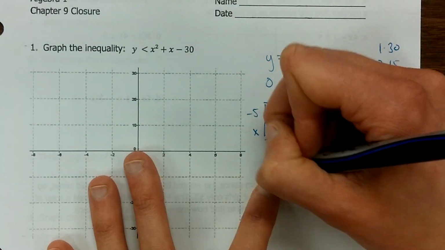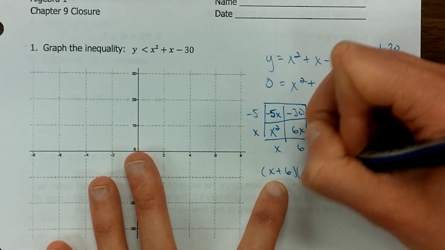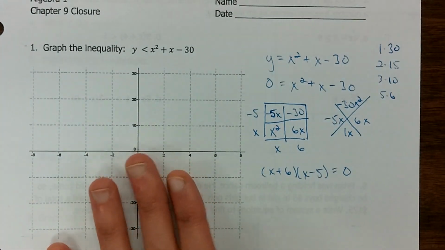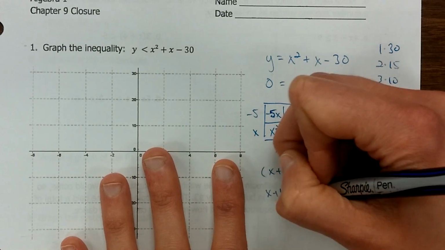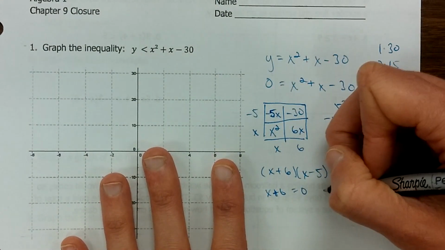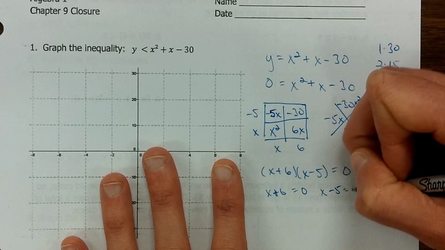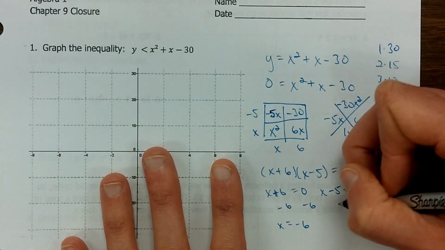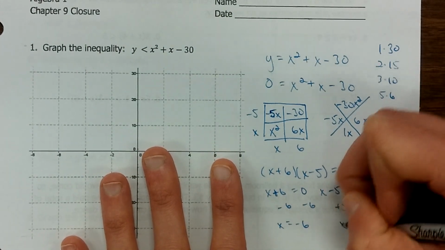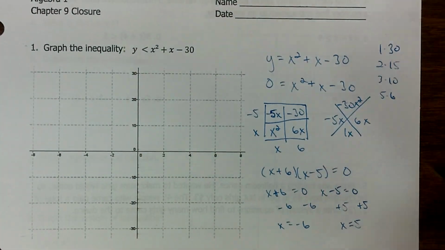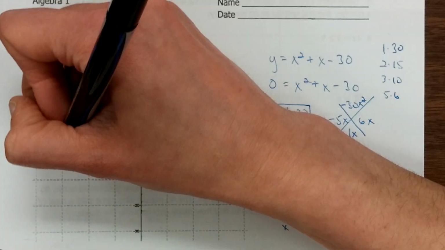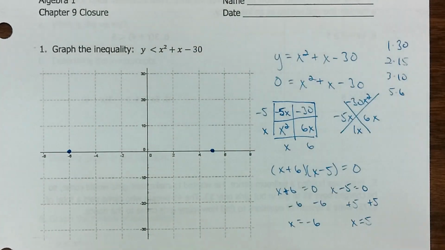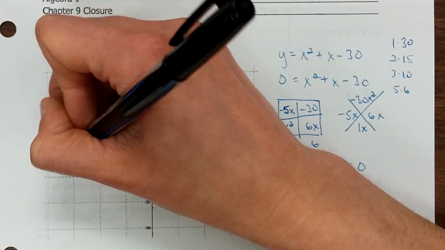So my factors end up being x plus 6 and x minus 5. So that equals 0 because it was equal to 0 up here. And then at that point, I'm going to set each factor equal to 0 and solve to get my x-intercepts. And when I do that, I'm going to get an x-intercept at negative 6 and the other one at positive 5. So I'm going to mark those on the graph. One at negative 6 and one at positive 5. Okay, so I have x-intercepts.